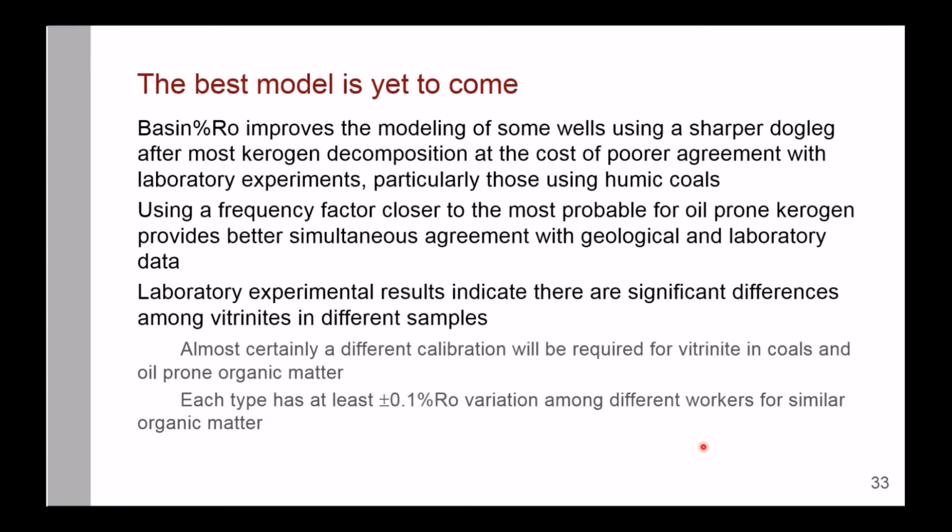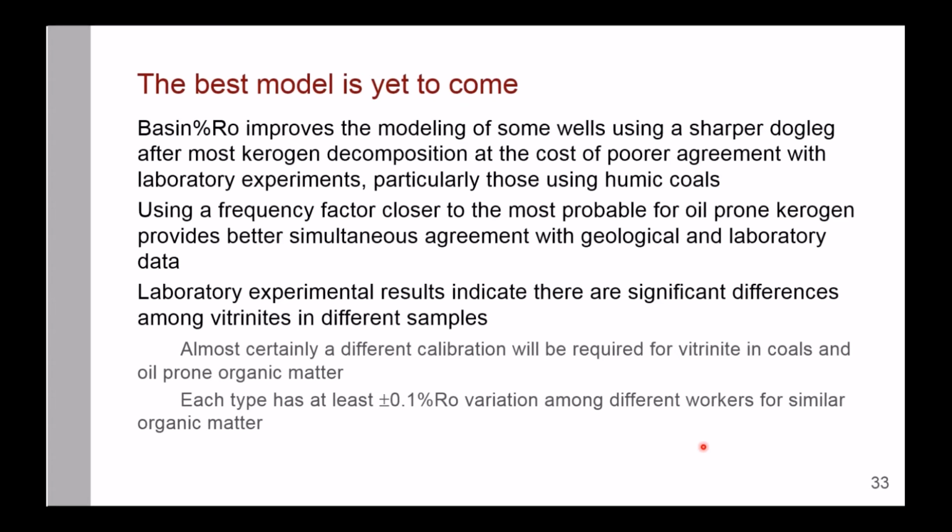I think Basin R0 is a very interesting hypothesis about the way that the model should be changed, but it comes at the cost of poorer agreement with laboratory experiments, and so we have to ask the question: what is that actually telling us? If we use a frequency factor more similar to that for decomposition of oil-prone kerogens, we can get better simultaneous agreement with geological and laboratory data.